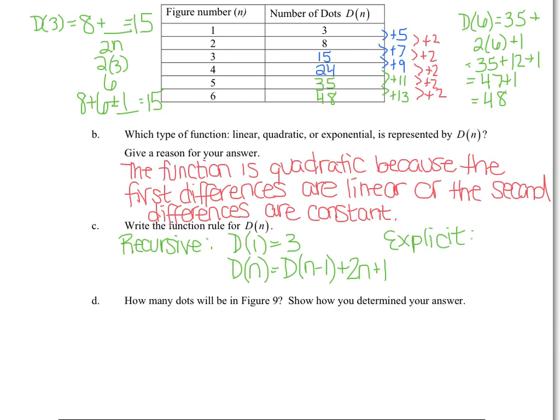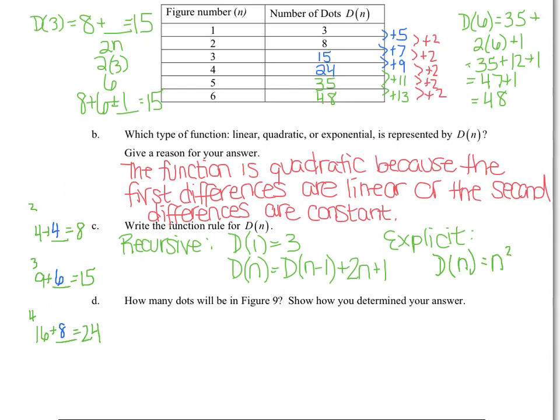To do my explicit one, I've got to look at the table again. I know it's going to be quadratic, so I'm probably going to be doing d of n equals n squared of some sort. But this one's a little harder to figure out. So let's look at d of 2. 2 squared is 4, but I've got to go to 8. So 4 plus what gives me 8? For 3, 3 squared is 9. 9 plus what gives me 15? For 4, 4 squared is 16. 16 plus what is going to give me 24? Well, in this case, 4 plus 4 is 8. 9 plus 6 is 15. 16 plus 8 is 24.